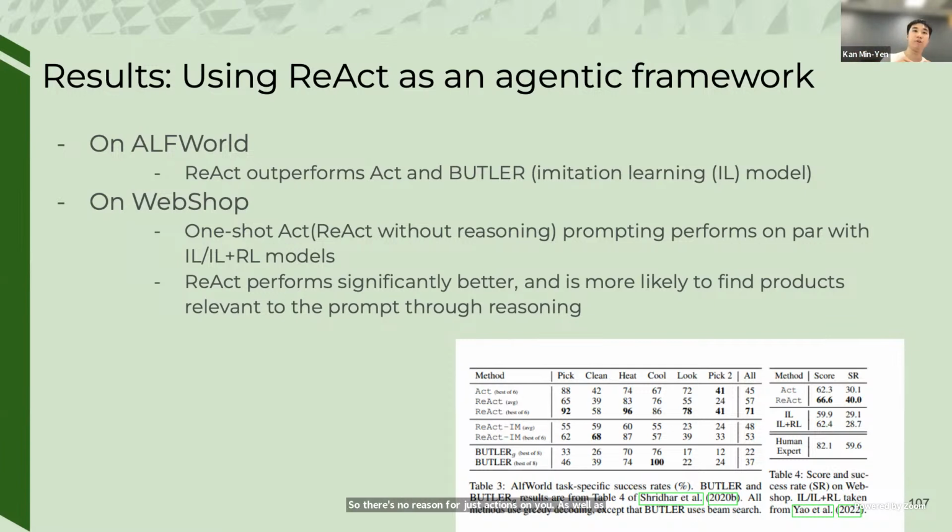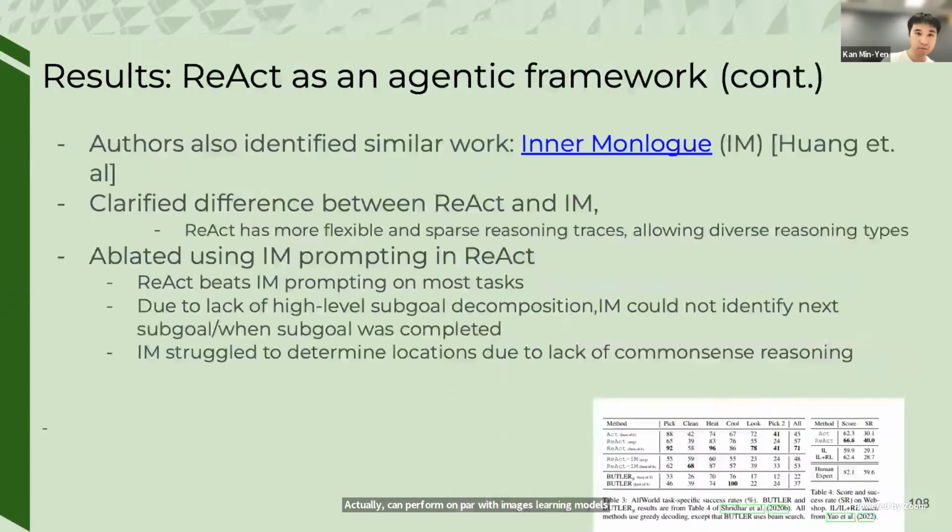WebShop, they found out that one-shot actions only without any reasoning actually can perform on par with imitation learning models, which were still state of the art at that time. But ReAct performs significantly better than both of them. And it's more likely to find products that are more relevant to the problem through reasoning.